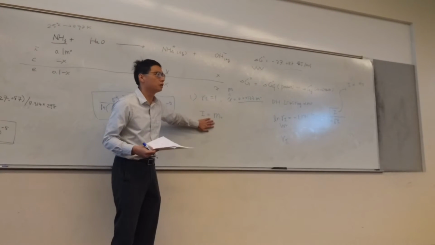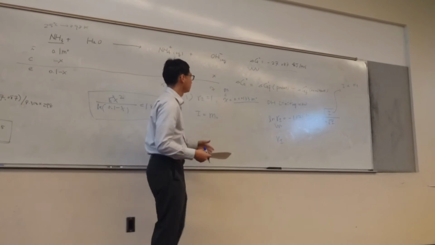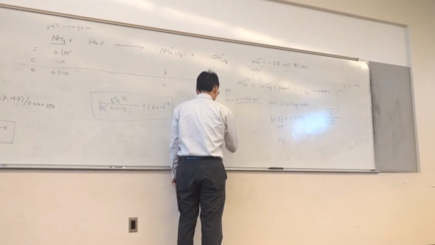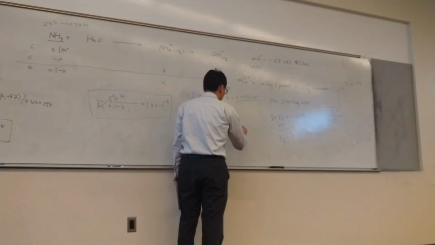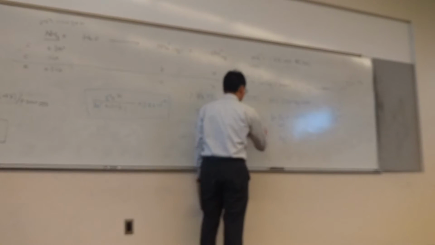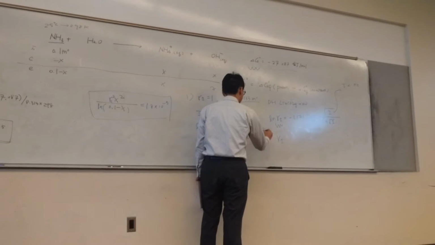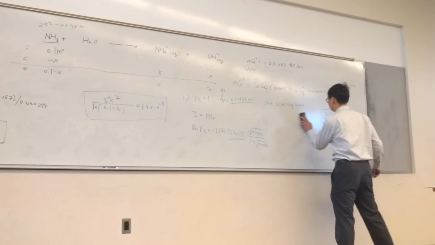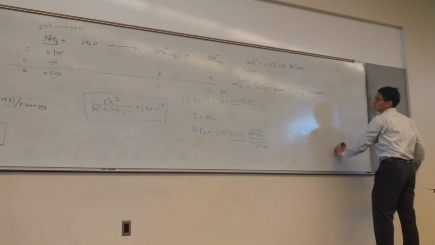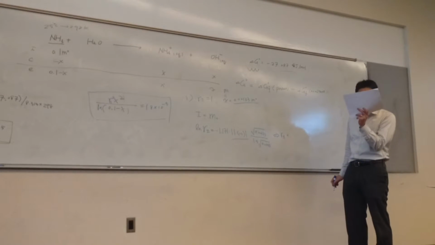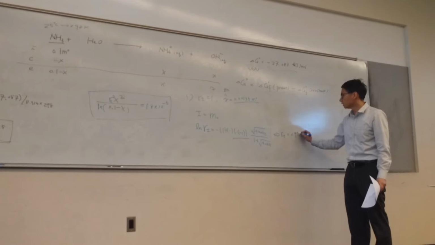This is something we have learned in the previous lecture. So once you have this, you can say the natural log of gamma plus minus equals negative 1.171 times z plus is 1, z minus is negative 1. You take the absolute value, times the square root of 0.00133 divided by 1 plus the square root of 0.00133. So when you do this, you can calculate your gamma plus minus equals 0.960.